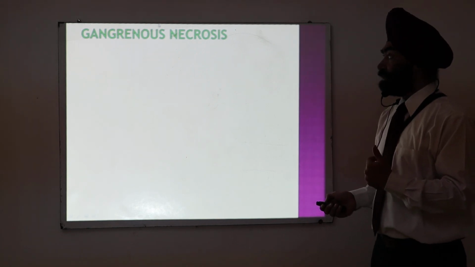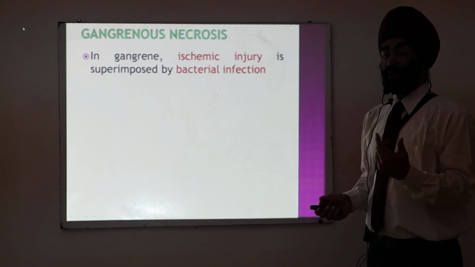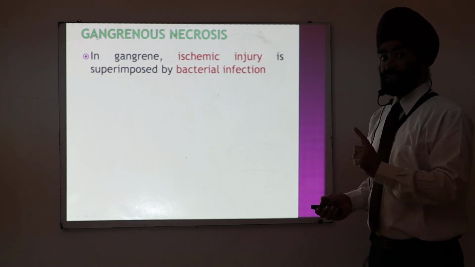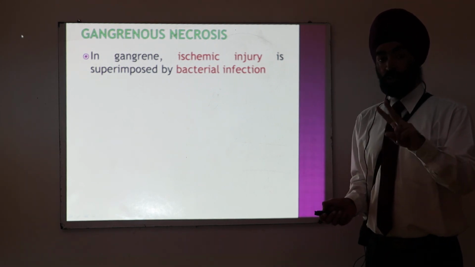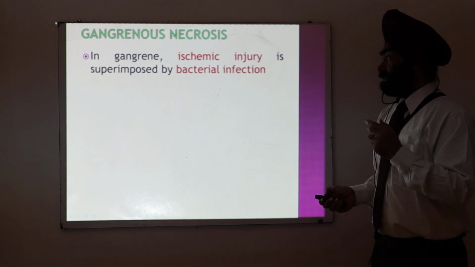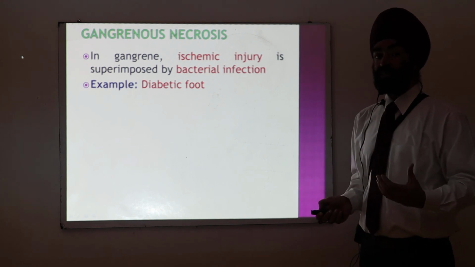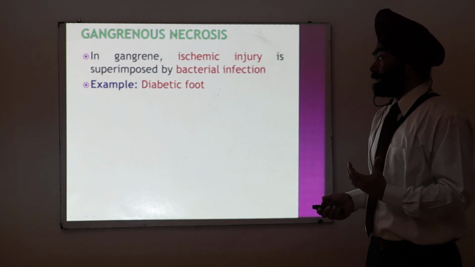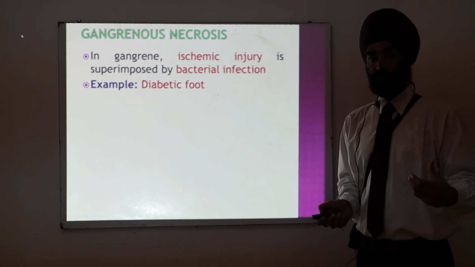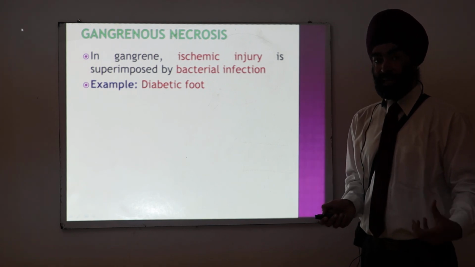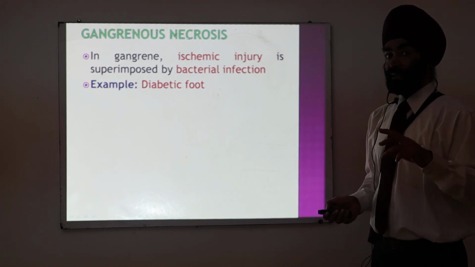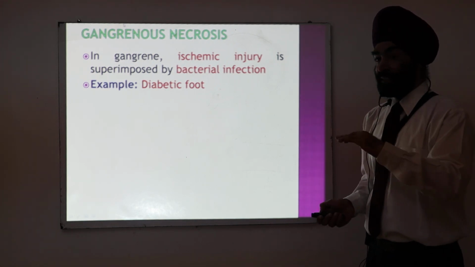Third type, gangrenous necrosis. In gangrenous necrosis, there is gangrene. Gangrene means two things are happening. Number one, there is an ischemic injury. Number two, bacterial infection. So ischemic injury is superimposed by bacterial infection. For example, if the person has long-term diabetes mellitus, he suffers a lot of complications. One of them is diabetic foot. That means there is some ulcer or some problem in the legs, and the whole leg becomes black in color. That is called gangrene. So in that condition, there is hypoxia, ischemia, plus bacterial infection.